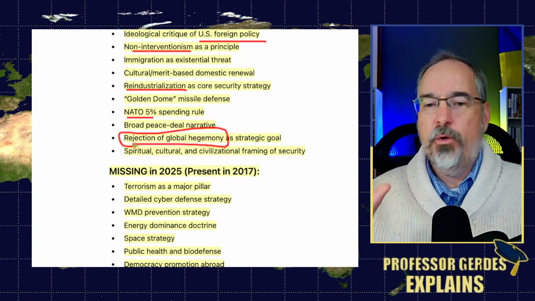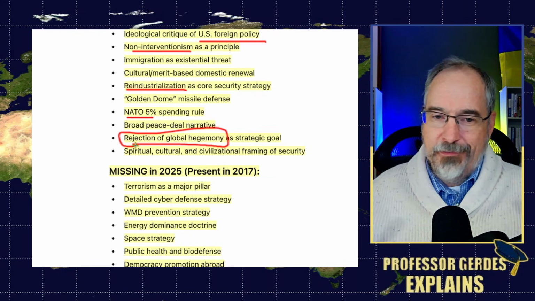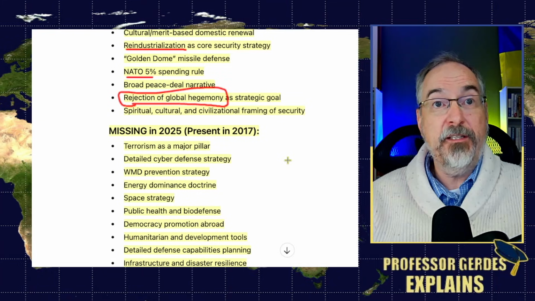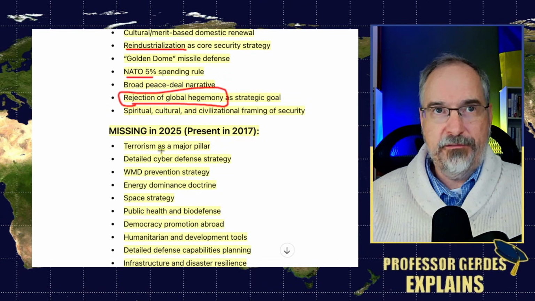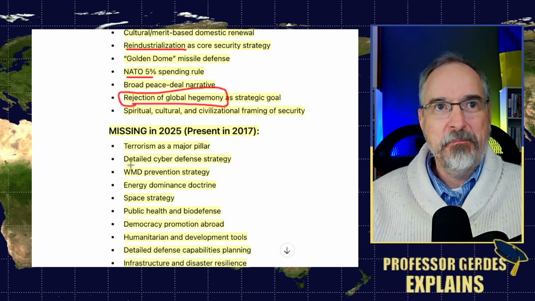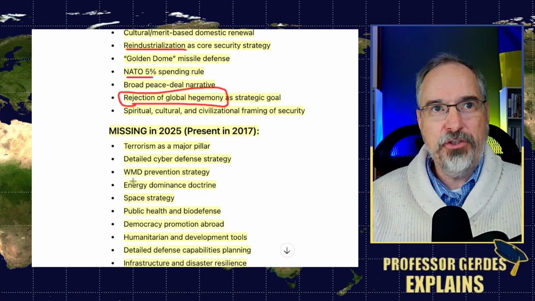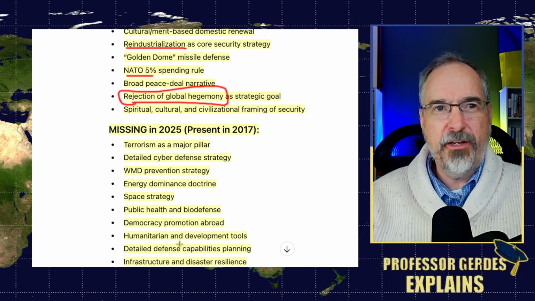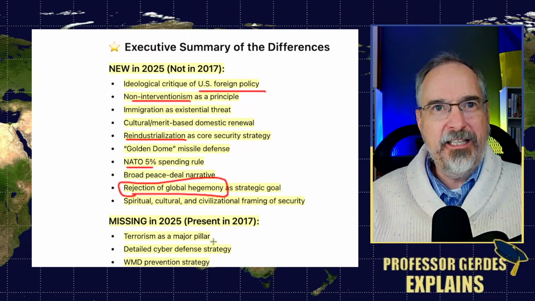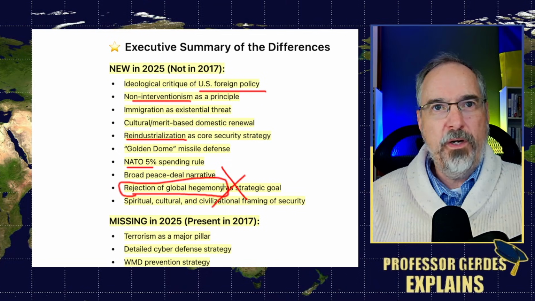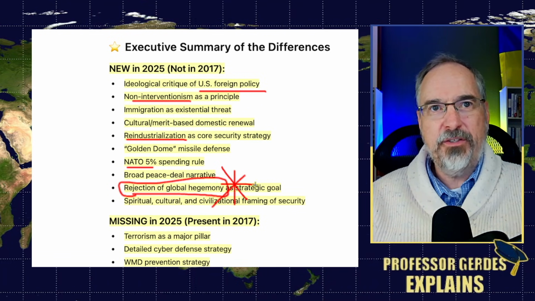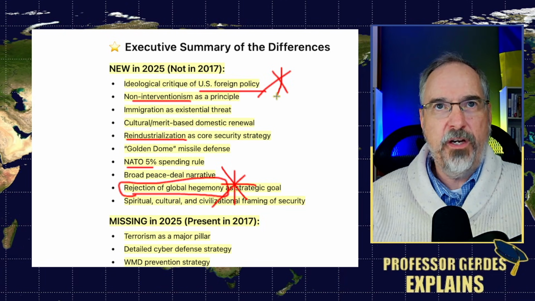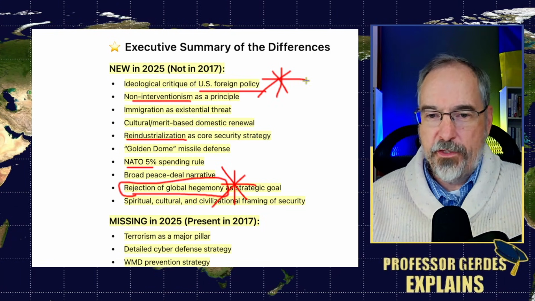That is, again, that's a new thing. Like we don't want to really be that powerful, and spiritual, cultural, civilizational framing. What's missing, again: terrorism as a major pillar, detailed cyber defense strategy, weapons of mass destruction, energy dominance, space travel, all these other things that were there. But really, the key changes are here. We don't want to be playing a larger role in the world. We just want to focus on the Western Hemisphere in 2025.